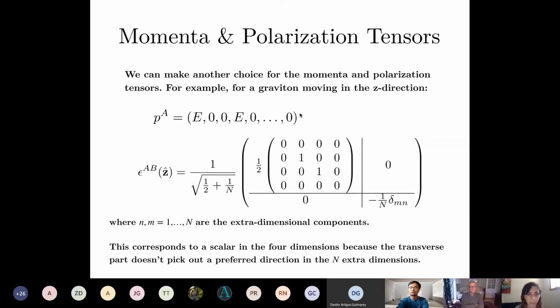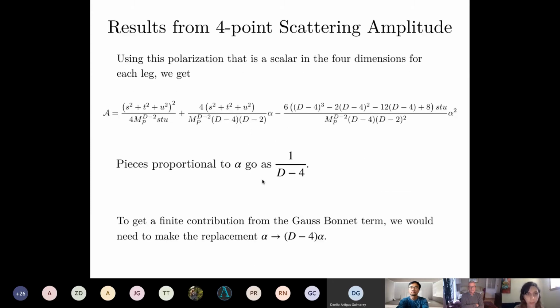We can make another choice that looks like this. Then it's also obvious how to take the d goes to 4 limit with this choice. This would correspond to a scalar in 4 dimensions because the transverse part doesn't pick out a preferred direction in extra dimensions. And so if you make this choice and plug that in for the different external legs and compute your scattering amplitude, you'll get something that looks like this here.